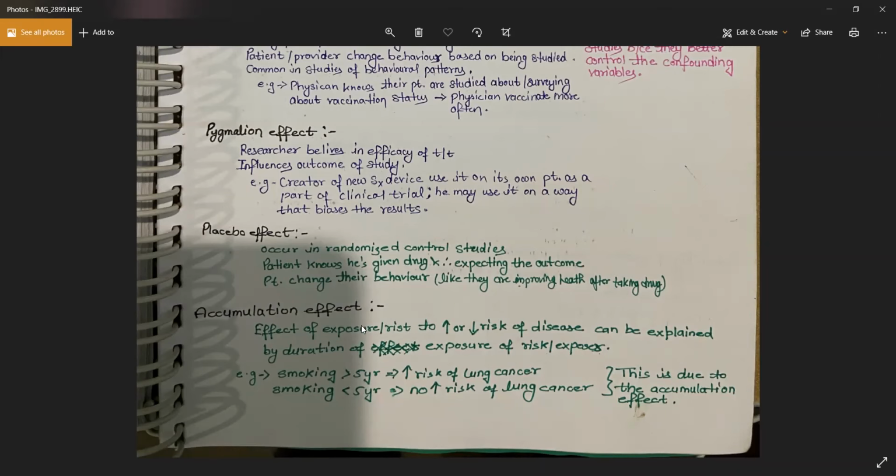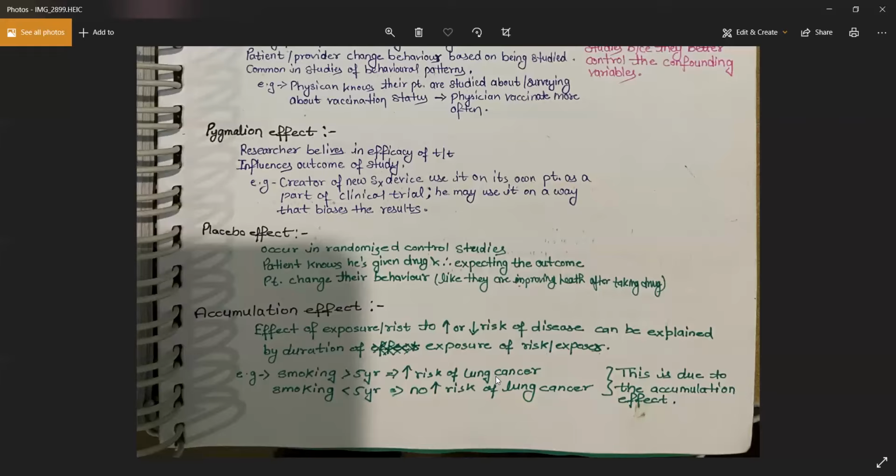The accumulation effect is when the risk of a certain disease can be explained by the duration of the exposure. So you get the disease or the benefit only after consuming the exposure for a certain period of time. Before that period of time, you won't get any effect. This is because of the accumulation effect. It's like accumulating carcinogens in your body. You keep on accumulating them, and after 5 years, when a certain concentration is reached, you will get the lung cancer.